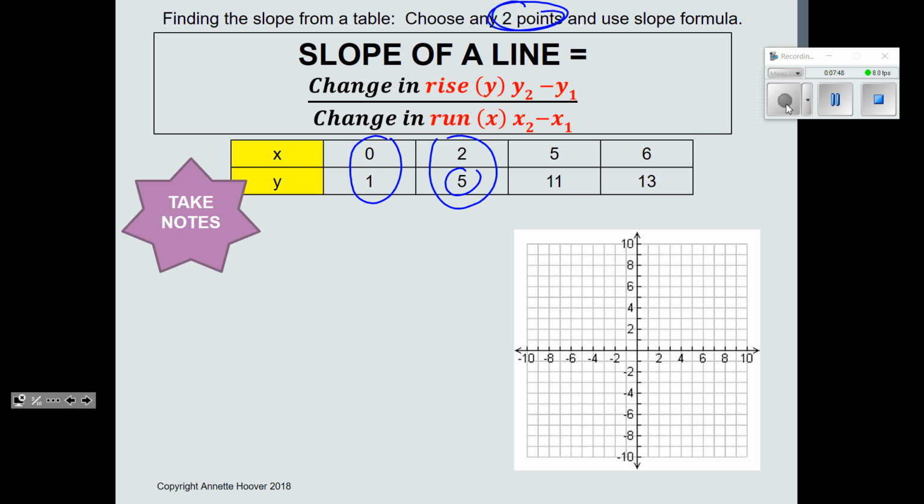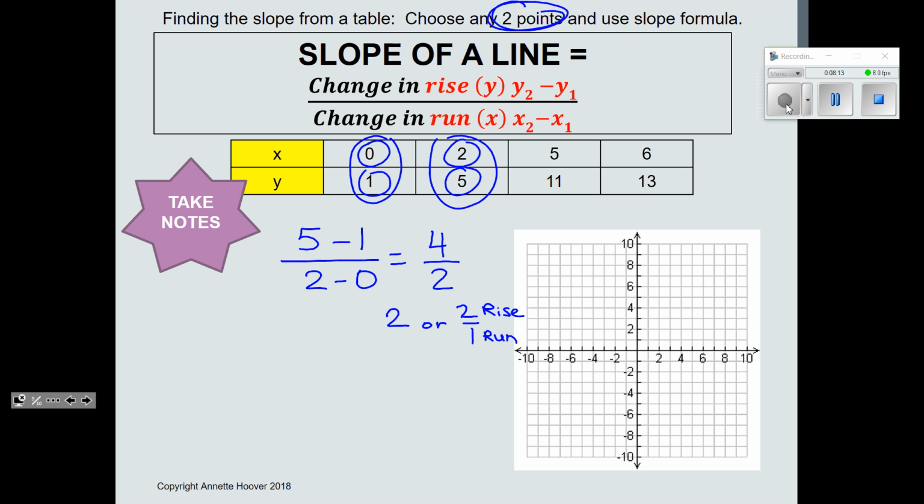And we want to subtract the y's on the top. That would be 5 minus 1. Then we want to subtract the x's on the bottom, which would be 2 minus 0. That would give us 4 divided by 2, which is 2. A slope of 2, or you could call that a slope of 2 over 1 so that you can have a rise and a run.